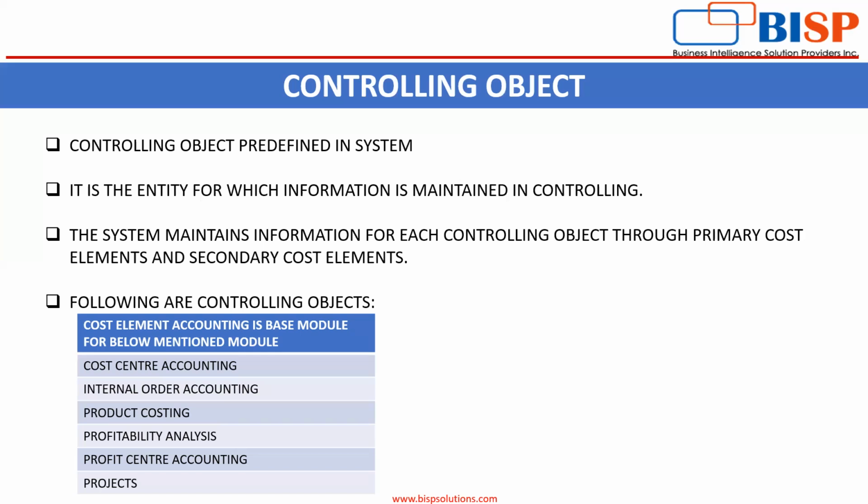So now, a controlling object is just like the modules in FI. We have modules like AP and AR in FI, and we have controlling objects in controlling. What are these controlling objects? These controlling objects are cost center accounting, internal order accounting, product costing, profitability analysis, profit center accounting, and projects. And cost element accounting is the base module for all these modules mentioned.